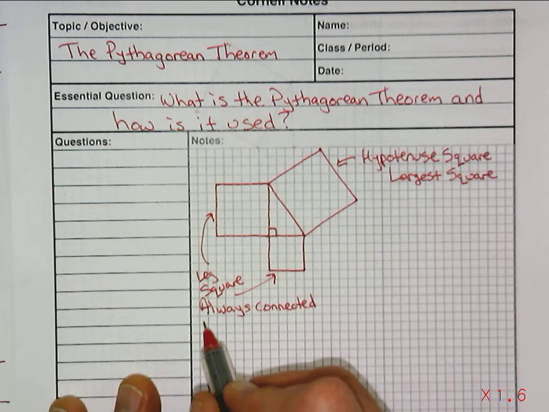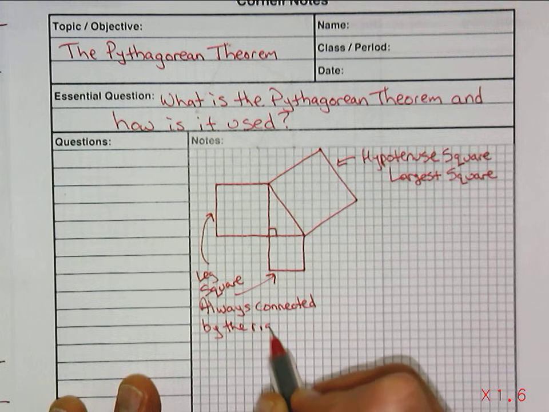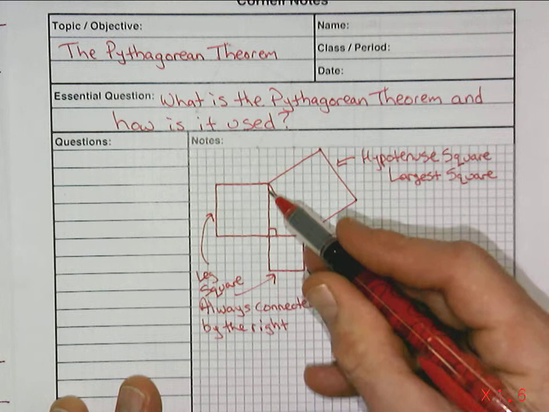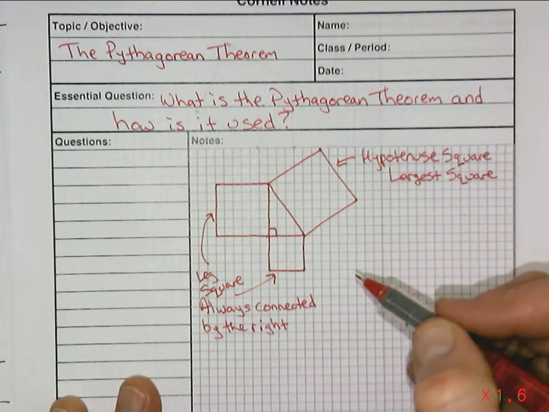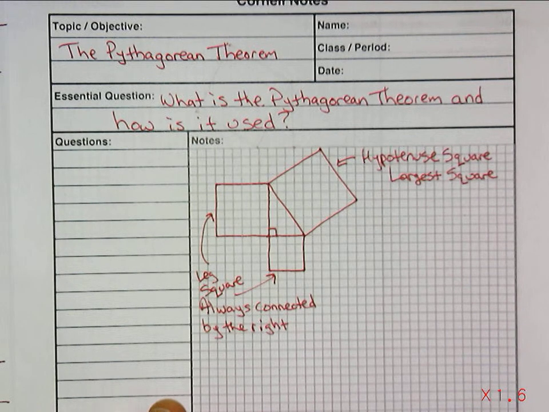They're always connected by the right angle. So when you see that right angle on a right triangle, you know that the 2 sides connected by the right angle are the leg sides of the right triangle, which is very important because they are distinguished that way when you are using the Pythagorean theorem to find different parts.